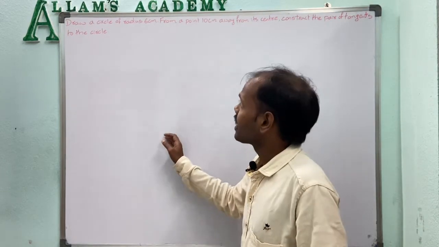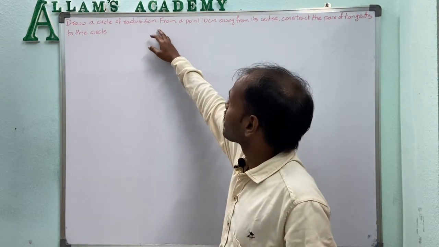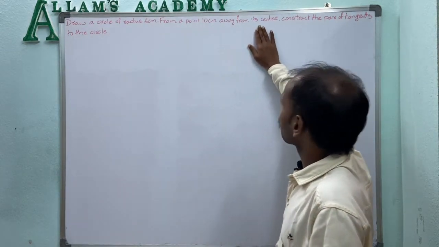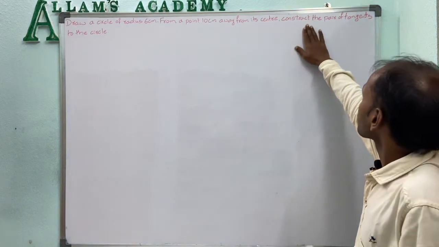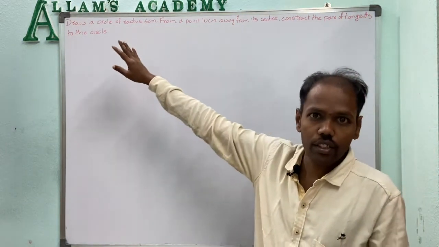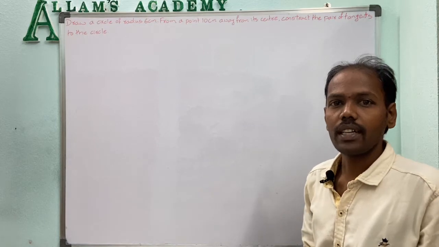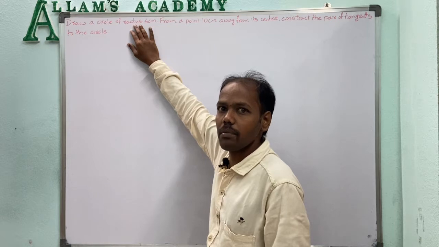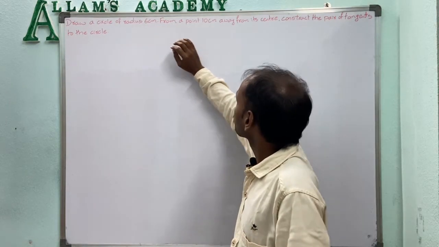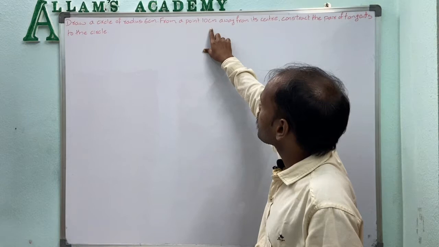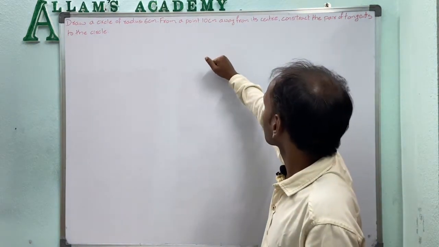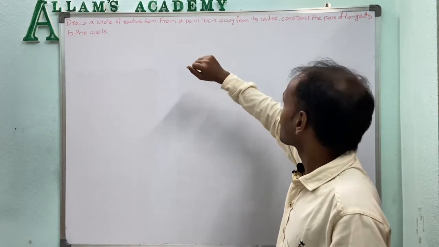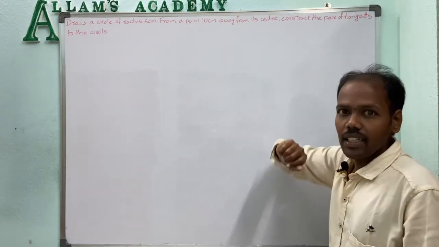Now our problem is: draw a circle of radius 6 centimeters, and from a point 10 centimeters away from its center, construct the pair of tangents to the circle. So first we have to construct a circle with a radius of 6 centimeters. Then from the point 10 centimeters away from its center, we have to draw two tangents.